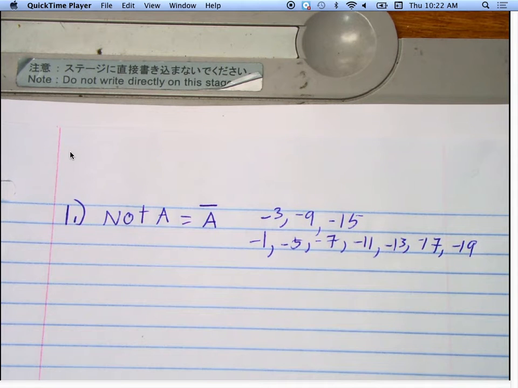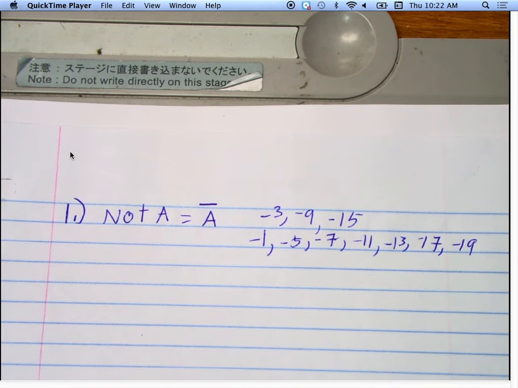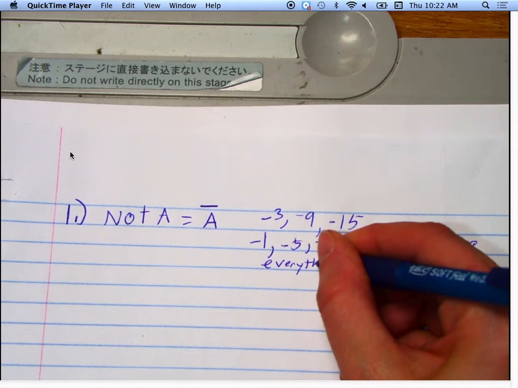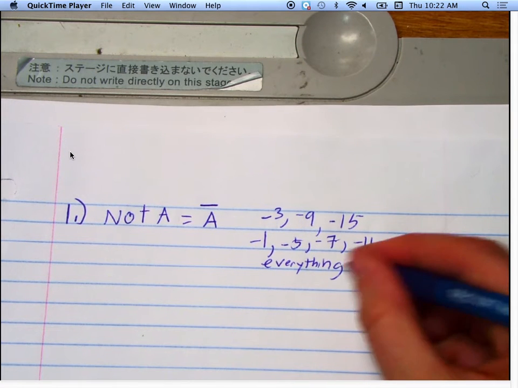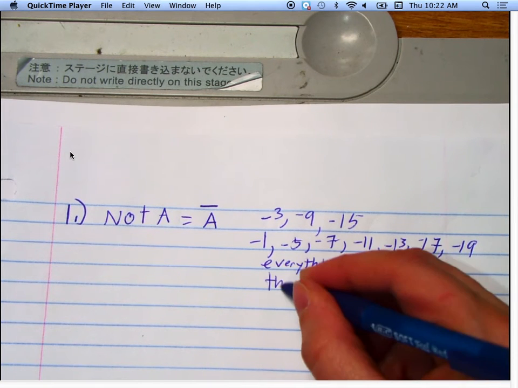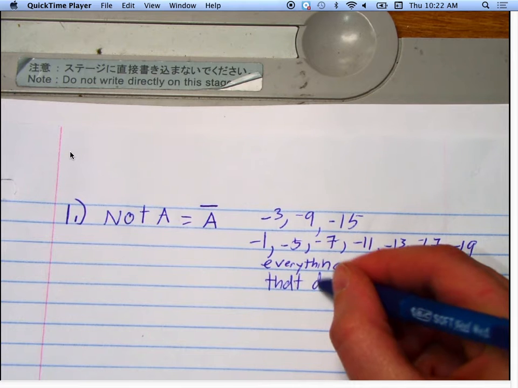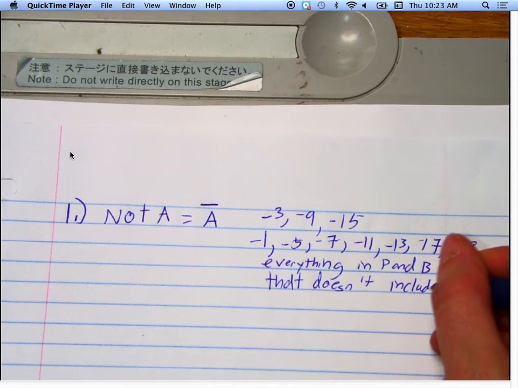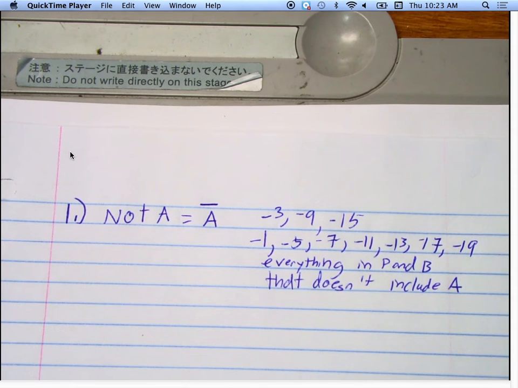What is the line over the A? That means not A. These are the same thing. So in the future, I'll just say A with a line over it, and I mean not A. This is something you need to know. Okay? So I'm going to put a little notation at the end here. I'm going to say everything in P and B that doesn't include A. Okay, this is just my little note to myself.